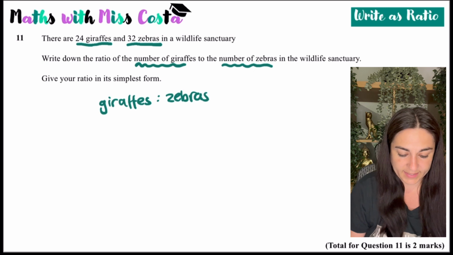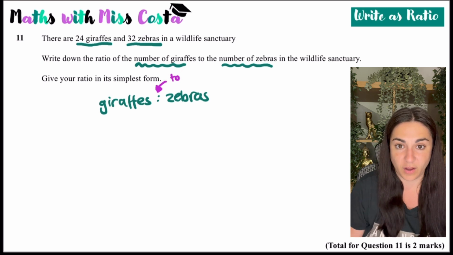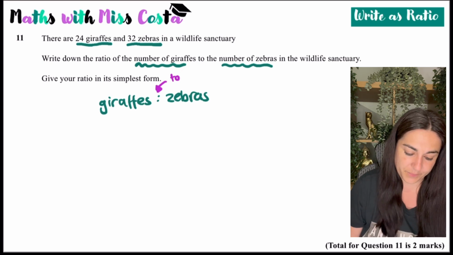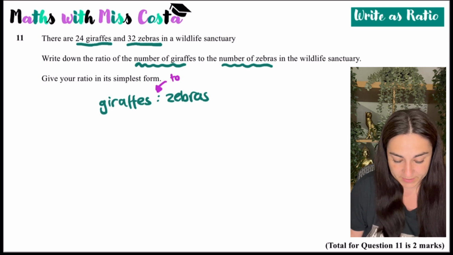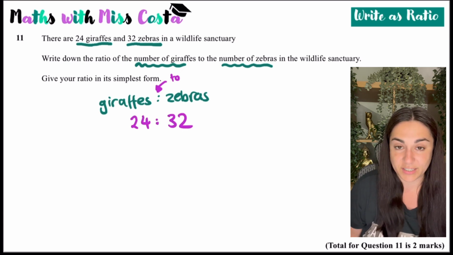So like in the ratio of giraffes to zebras, and then we can write down the number. So giraffes, we know there are 24 of them, and we know that there are 32 zebras, so the ratio of giraffes to zebras is going to be 24 to 32.